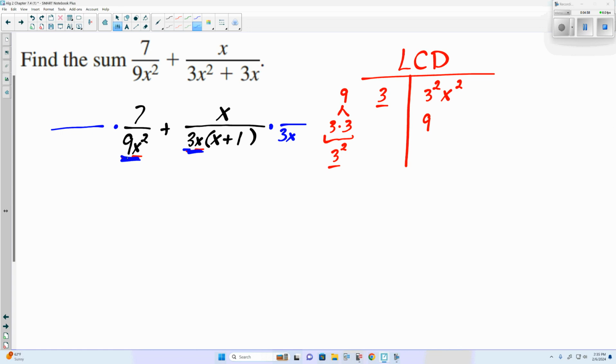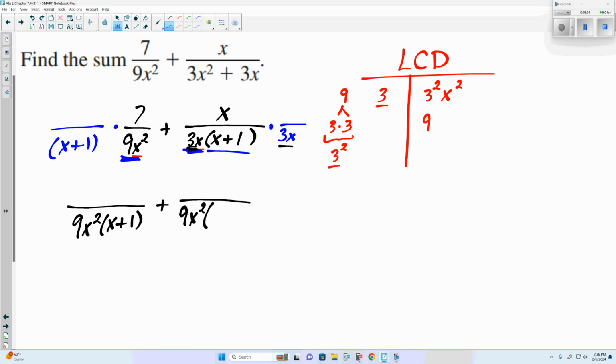What is the left-hand side missing that the right side has? I would need to also multiply it by x plus 1. Doing this, on the left-hand side, 9x squared times x plus 1 is 9x squared times x plus 1. We're not going to distribute with denominators. We're not going to distribute through, and I'll explain and point it out in a little bit. On the other hand, we're not multiplying through, we're just in the front. Our 3x times 3x is 9x squared times our x plus 1.